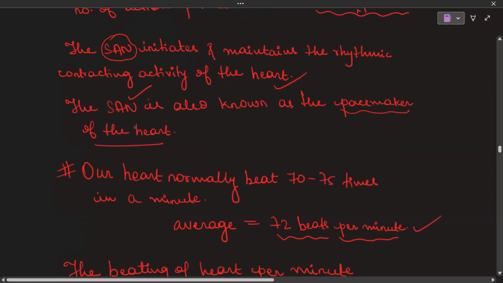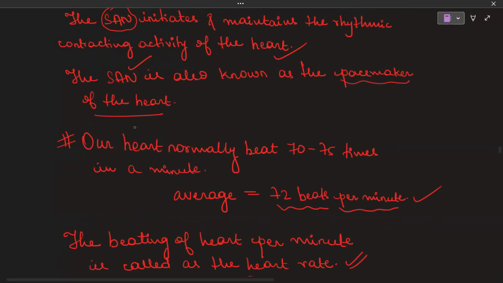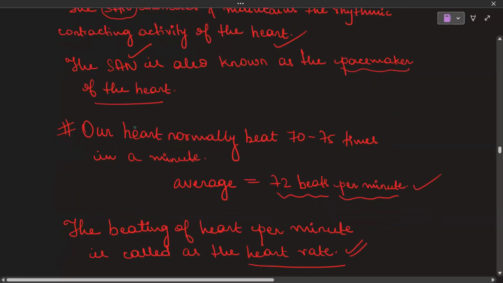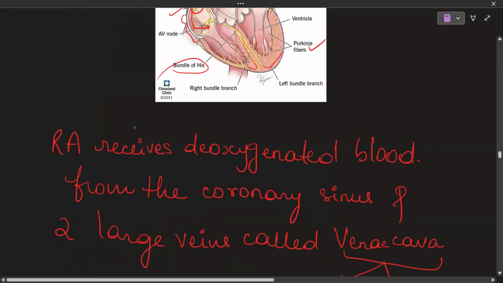Now our heart beats normally like 70 to 75 times in a minute. The average heartbeat per minute is 72 beats. And this 72 beats per minute, the beating of the heart per minute, is known as the heart rate.